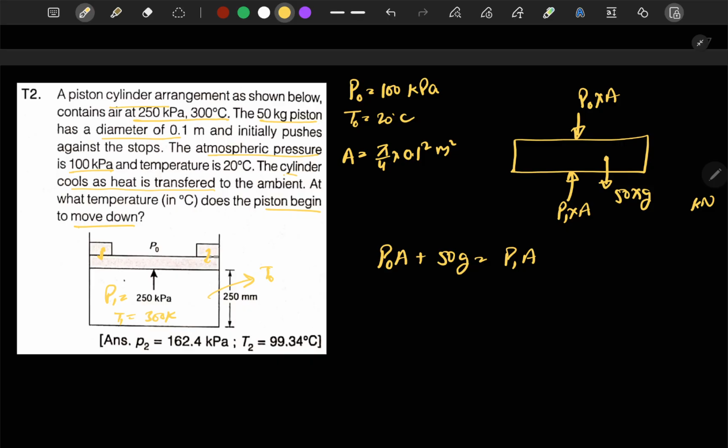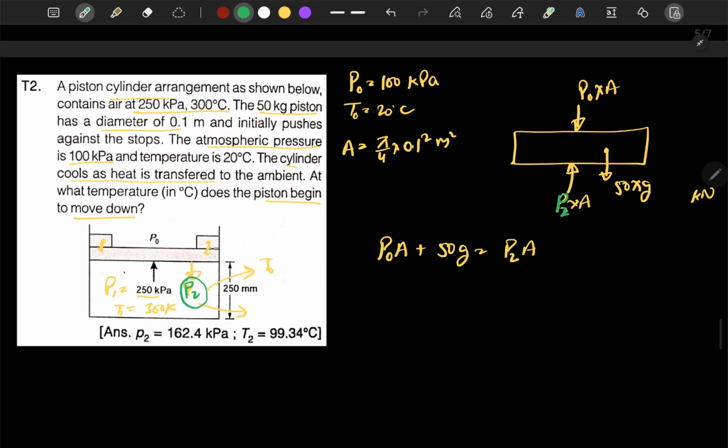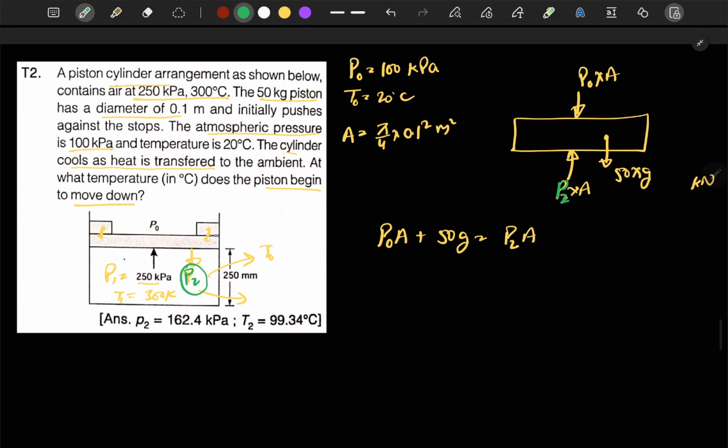Okay, so we have to calculate what the temperature will be. Since we have already used P1 for this pressure, we write P2 for the final state. As the temperature of the air decreases, or the energy is transferred out, the pressure here will decrease. And what is the final pressure? Let's say P2. P2 will be the final pressure of the system, and from this equation we will calculate it.